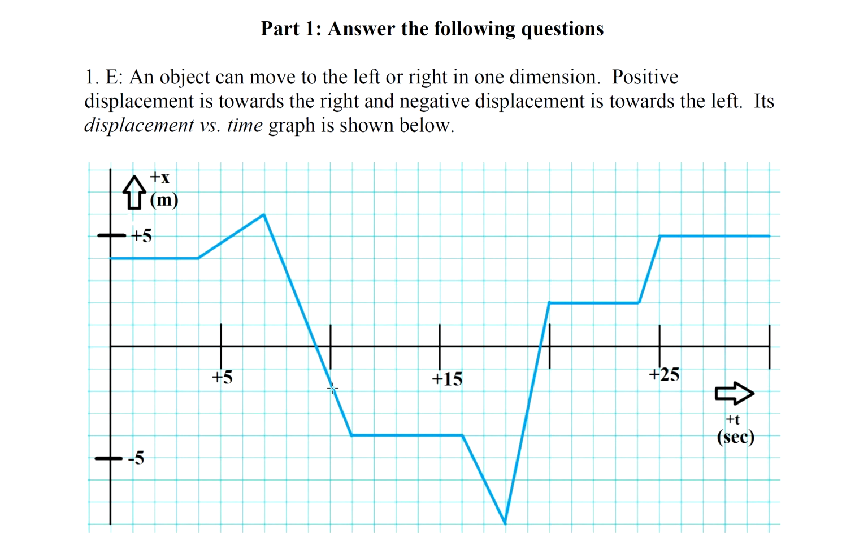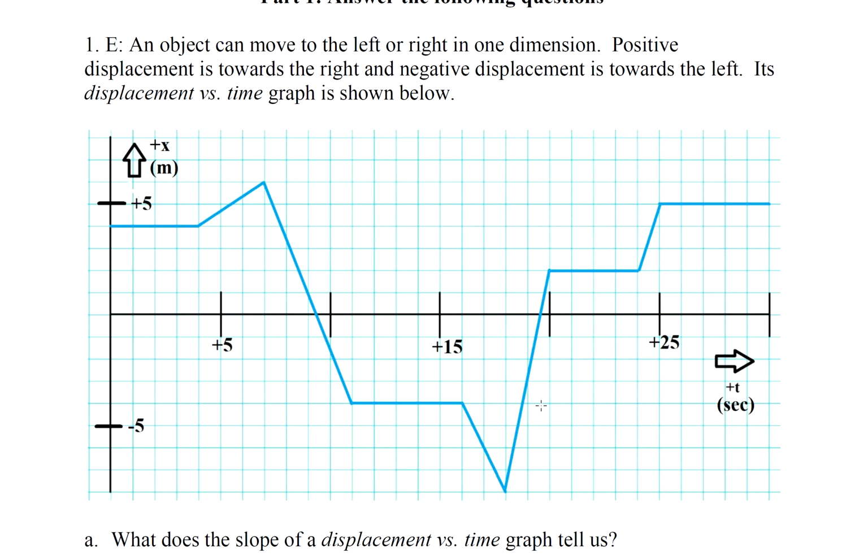Then it continues to go backwards to the left. And then it's at rest from 11 seconds to 16 seconds. And then from 16 seconds to 18 seconds, it continues to go to the left. Then it starts moving to the right. And at about 19.5 seconds, it's at the origin.